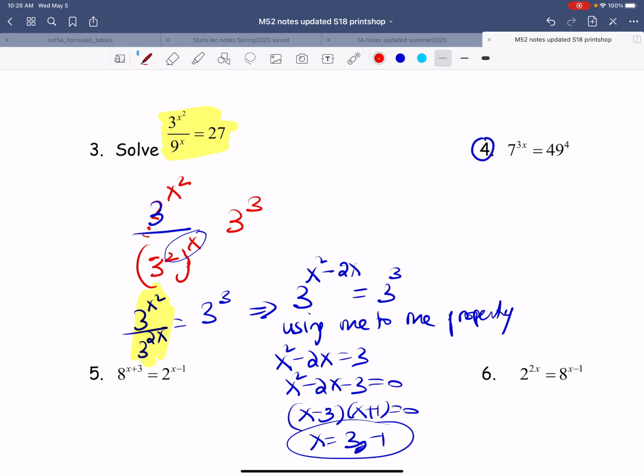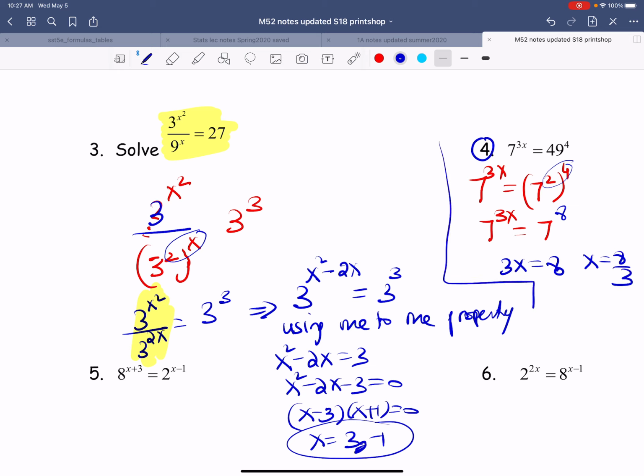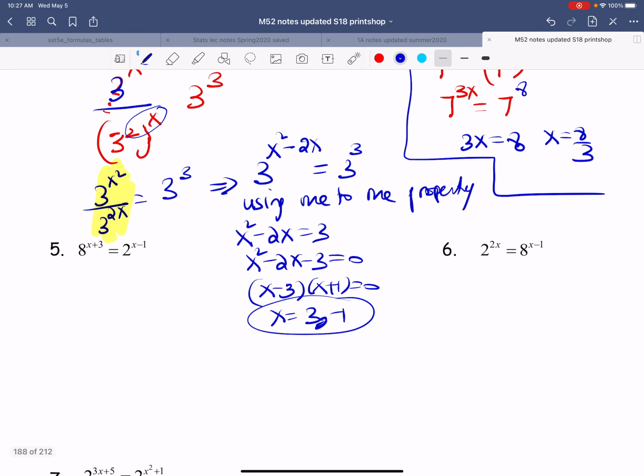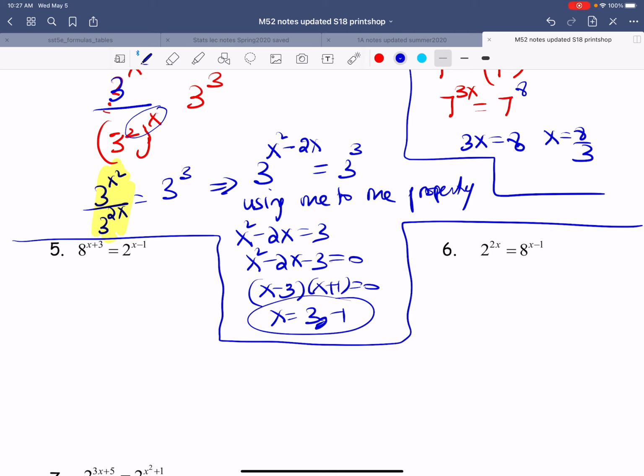Let's go ahead and look at example number 4. 7 to the power 3x equals, I can write 49 as 7 squared, to the power 4. These two exponents will multiply with each other. So 4 times 2 is 8. Now using the one-to-one property, I can say 3x equals 8, and x comes out to be 8 divided by 3. And that's my answer here. You can always plug the x back into the original equation to check and make sure you got it correct. You're not required to. If you're confident about your work, that step can be skipped, but I always prefer double checking my work, making sure that I haven't made a mistake.